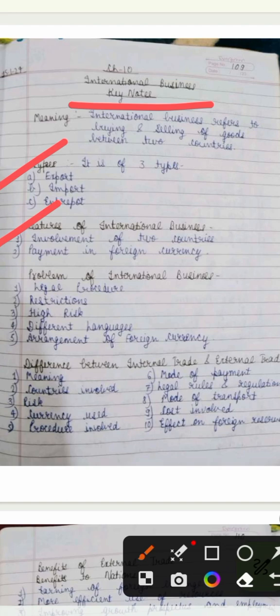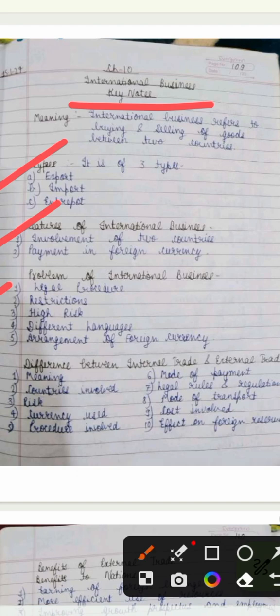Then, what are the problems we are facing in international business? The main problem is legal procedure. International business involves lengthy, complicated procedures and a lot of permissions from the government for exporting and importing goods and services. So it includes legal procedures and restrictions. The second problem faced in international business is restrictions.